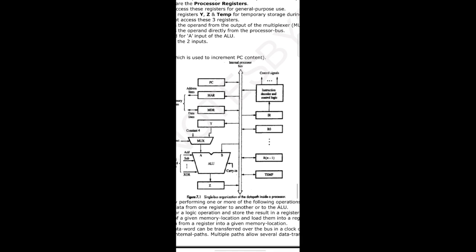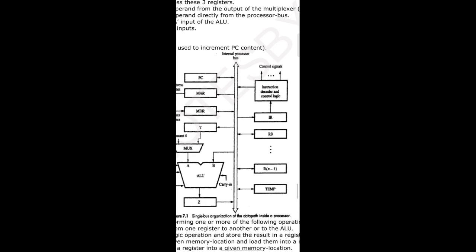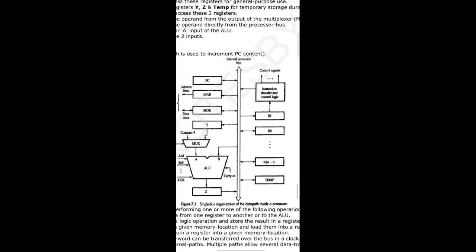Yes, in this diagram you can see the single bus organization of the data path inside the processor. The internal processor bus is the centralized vertical line drawn at the center. Single bus architecture, let us see what it is. Various components of the processor are listed here. The processor has some special purpose registers and some general purpose registers, right? So PC is one of the special purpose registers.